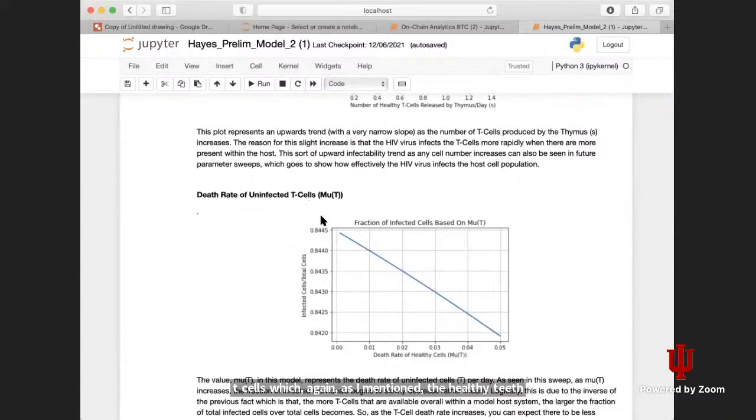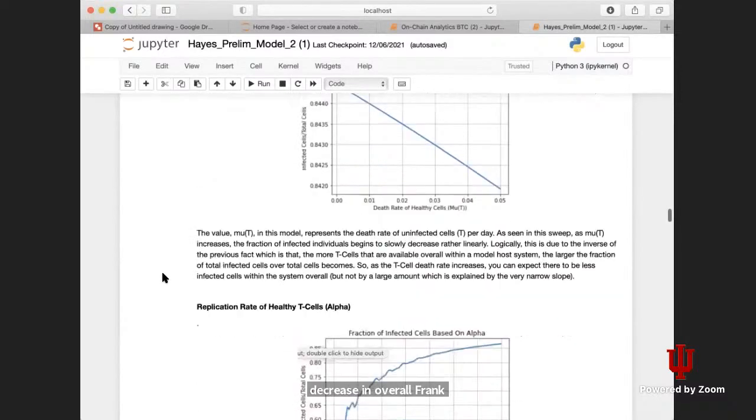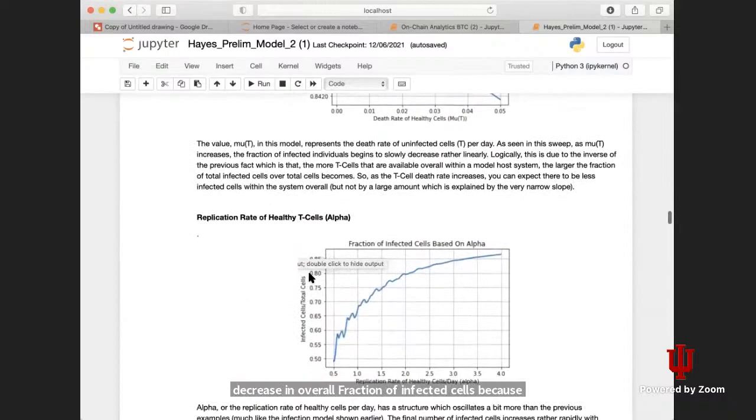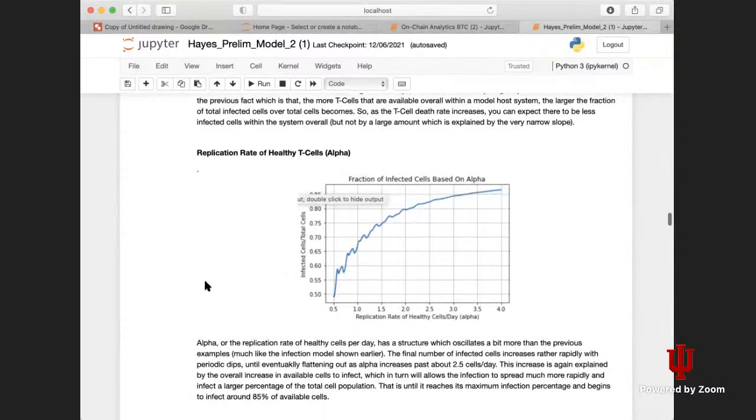Then we have the death rate of these uninfected T cells, which again, as I mentioned, the healthy T cells dying off actually leads to a decrease in overall fraction of infected cells because there's less cells to infect. Alpha is the replication rate of the healthy T cells, which, as I mentioned, as T cell replication increases, as more T cells are available, there are more T cells that will be more rapidly infected.